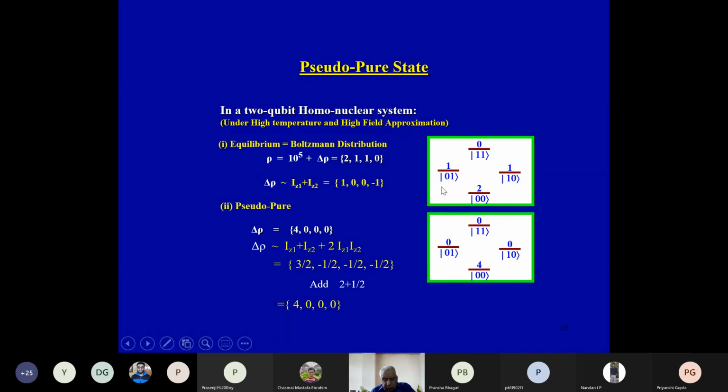Now, this is the equilibrium population distribution. Okay, thermal equilibrium population distribution. If we can convert this into, for example, something like put all these populations into one level, then we have a pseudo-pure state. We have a pure state as far as this picture is concerned, but there is a million population which is multiplying the unit matrix here. And so it's called a pseudo-pure state.